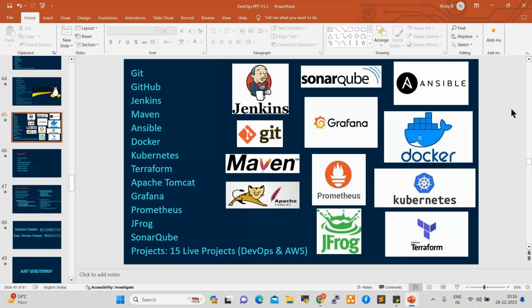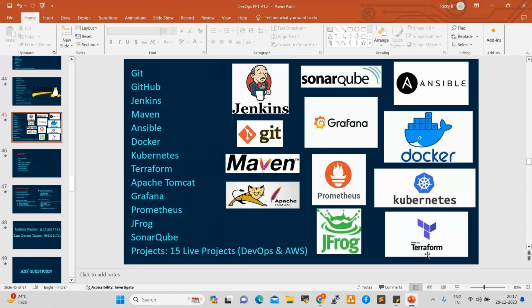Every tool we will deep dive, not only installation and configuration. Ansible, Docker, Kubernetes, Terraform, and Jenkins, these 5 tools are very core tools, very advanced tools. We are going to learn this many tools, but we don't use all the tools in real-time projects. At least 2 or 3 tools only we use in real-time projects.